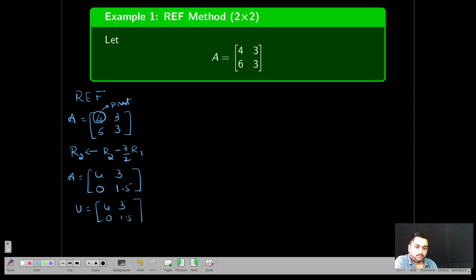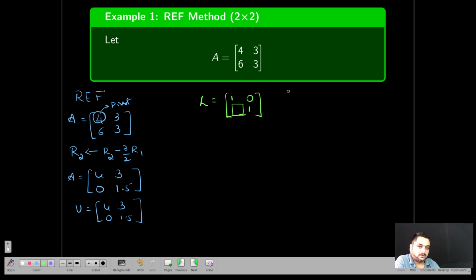This is my U. Now the important point here is how will you find L? It's also simple to observe. I write the 2 cross 2 matrix L. I already said that L will have unit diagonal elements. Unit means 1 as the diagonal entries. So the upper triangular part will have 0 here. These entries will be 0. So I have to find this. What is this element?